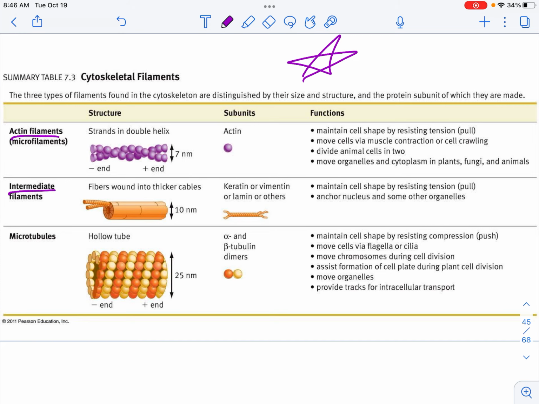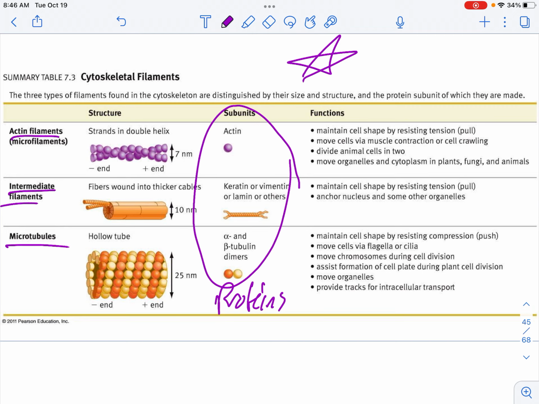Actin filaments, intermediate filaments, and microtubules. What I would know is that actin and keratin and tubulin, all those are proteins. Okay? So they're made of different proteins. But what's important here, actin can move cells and maintain cell shape. And it also can divide animal cells in two, which is important.